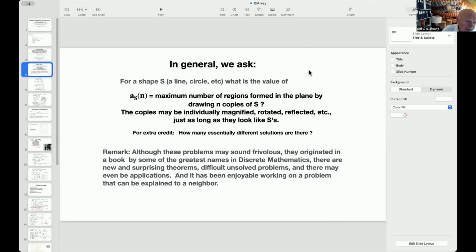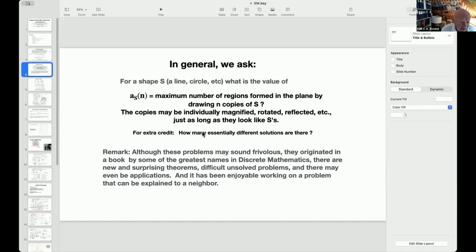And in general, we ask, if you've got a shape, what's the value of A sub S of n, the maximum number of regions you can get by drawing n copies of S. And the individual copies of S, they don't all have to be the same size. Some circles can be bigger than others. If it's a circle, you can turn over the shape, you can rotate it, stretch it, and so on, just as long as it looks like an S. And then the question is, how many regions can you make? And for extra credit, something we know very little about, how many different solutions are there? There are a couple of cases where we know the answer, but usually we don't.